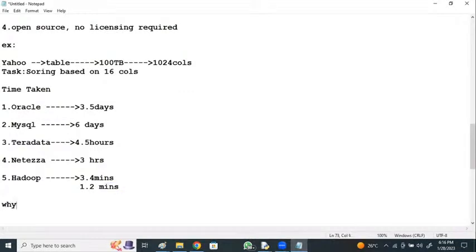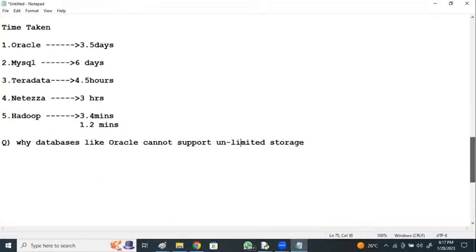You may ask why databases like Oracle cannot support unlimited storage. Why can only Hadoop do it?